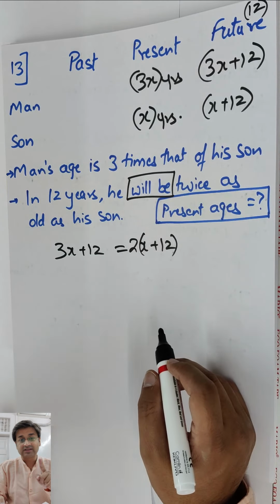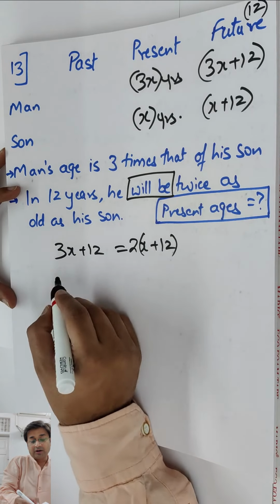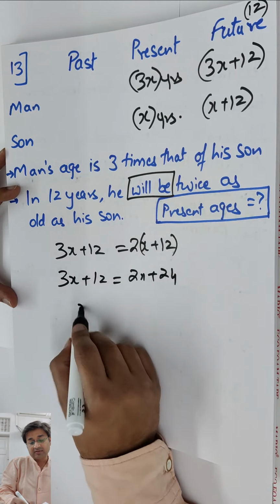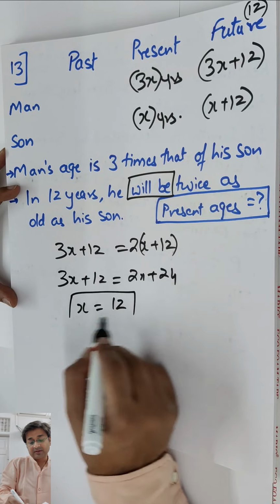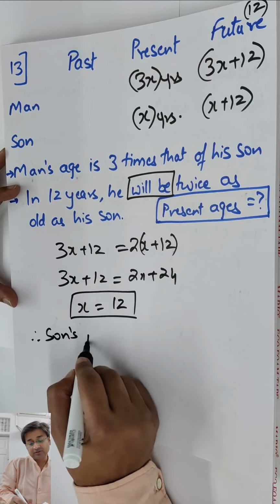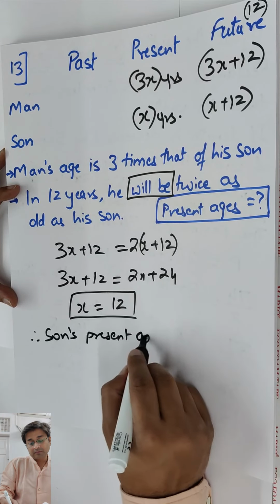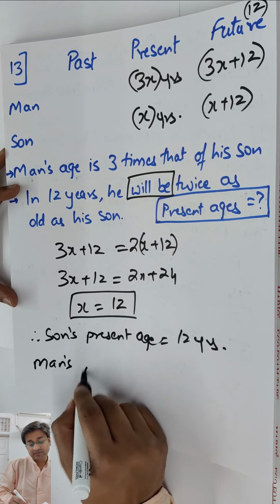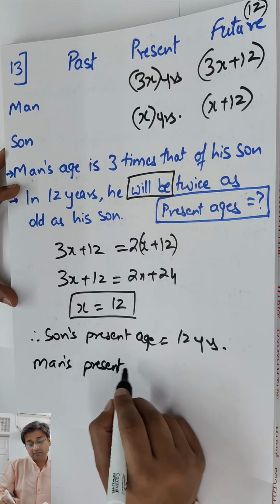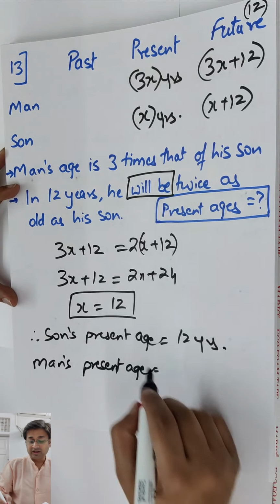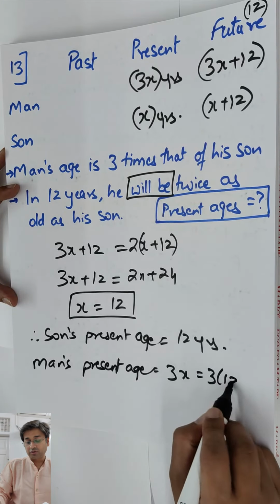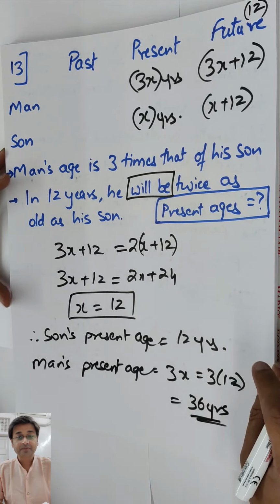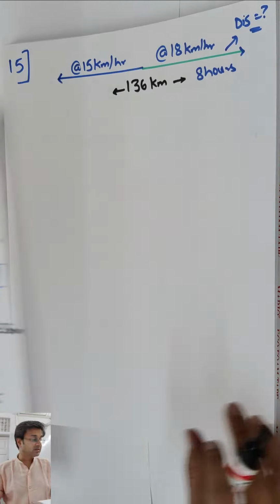The last sum is exactly the same. Promise me you're going to do it on your own. Come on, let's solve this. So 3x plus 12 equals 2x plus 24. X coming on this side, 12 goes on this side. So therefore son's present age is 12 years, which is x, and man's present age is equal to 3x. So that will be 3 into 12, 36 years. Easy? Brilliant.